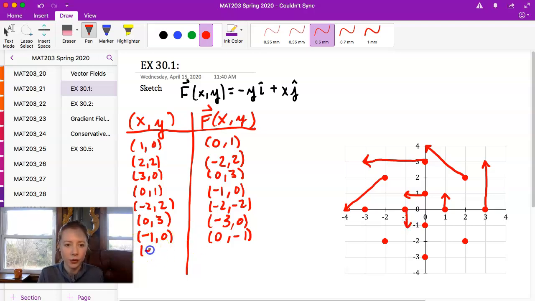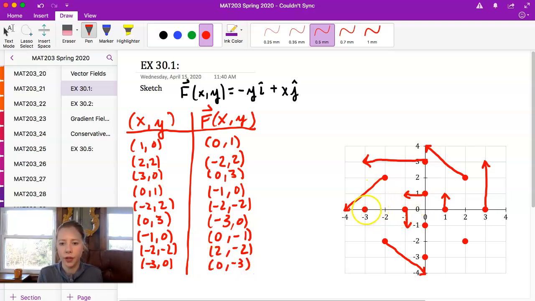If you do -2, -2, we get out 2, -2. So at -2, -2, we're going to go 2 to the right and 2 down. And so we're down here at 0, -4. Okay, let's do a few more. Let's do -3, 0. At -3, 0, we get 0, -3. So we're just going to go down 3.